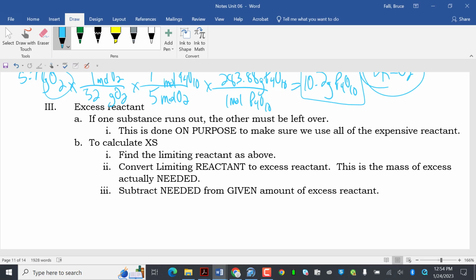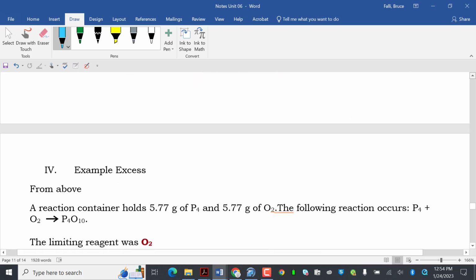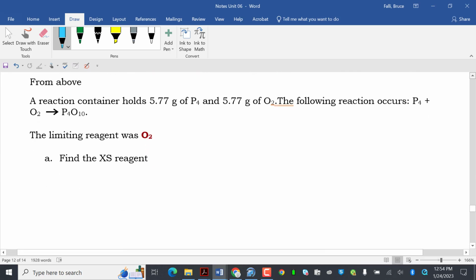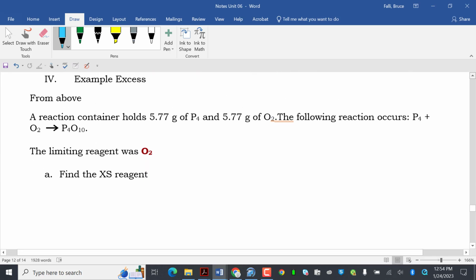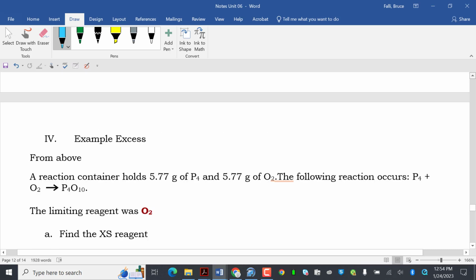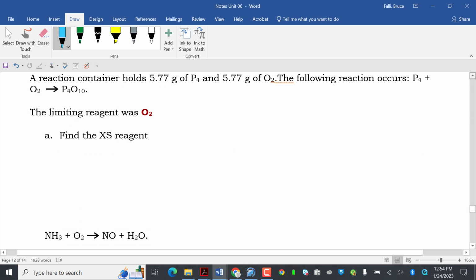To calculate the excess: 1, find the limiting reactant. Convert the limiting reactant to the excess reactant. This is the mass of the excess actually needed. That's how much it takes to use up all the limiting reactant. Subtract the needed from given, and that's it. So a reaction container holds 5.77 and 5.77. The following reaction occurs. This was the same one we did before, right? So find the excess reagent.